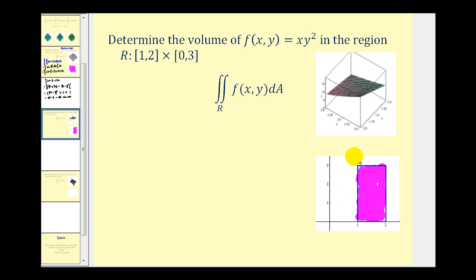It's a good habit to sketch this because if it's not a rectangular region, the sketch here becomes very important. So in this graph, we see the surface graphed over this region, so we're trying to find the volume under this surface.